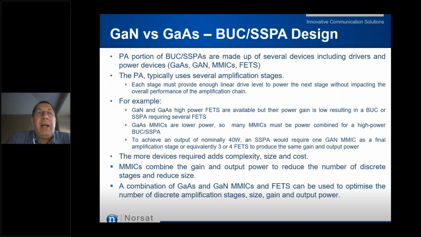More devices, of course, adds complexity, both in all the control circuitry. It adds size. The chips are small, but they still have to be connected. They're cascaded together, and of course, cost. The MMICs certainly combine the gain and output power to reduce the number of stages, and usually a combination of GaAs and GaN MMICs and FETs are used. Often a GaN device is used at the output with GaAs drivers to try to improve performance.